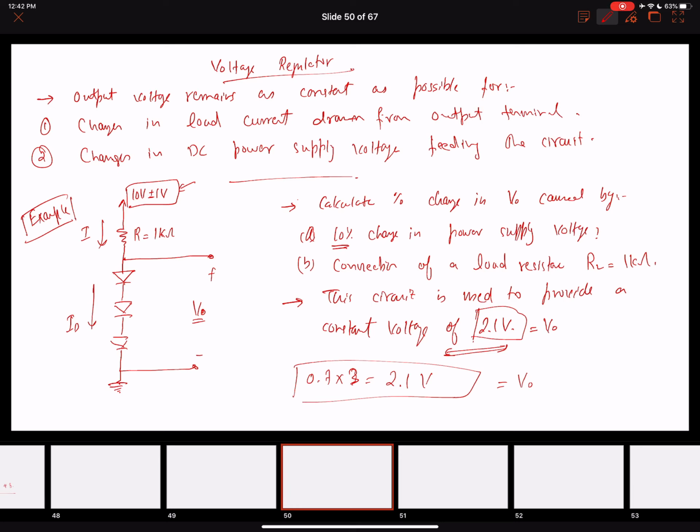Okay, great. So this is the output voltage that we have, 2.1 volts, and we want to find out what the variation in this 2.1 volts is going to be if there is a 10% change in supply and when we connect the load resistance. So let's do this analysis.